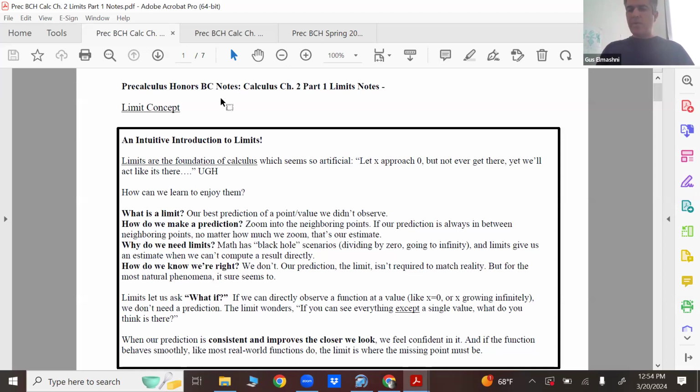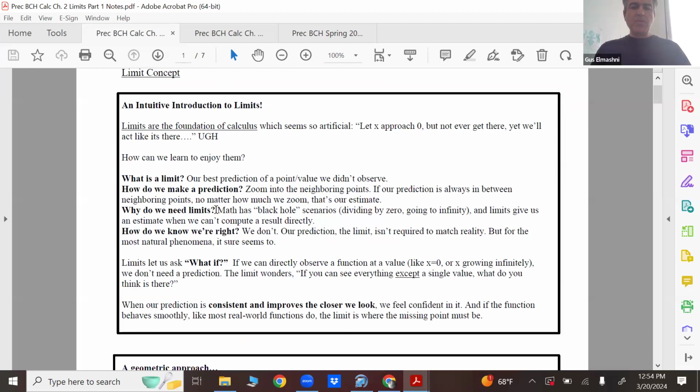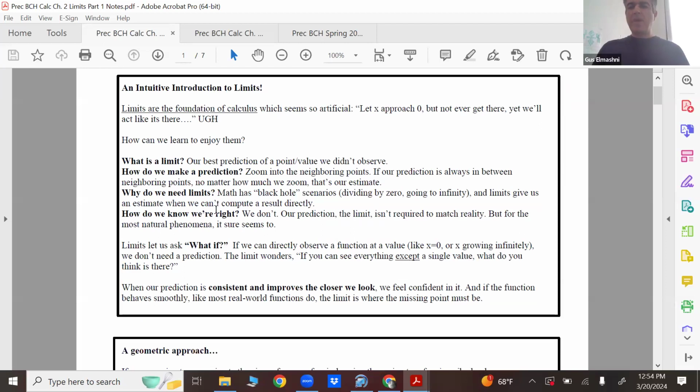Limits might seem a little artificial at first, like let x approach a number, but you never really get there, right? So how can we learn to enjoy them or make sense of it? So what is a limit? Basically, it's a point that you're approaching but don't observe, something you get really, really close to.